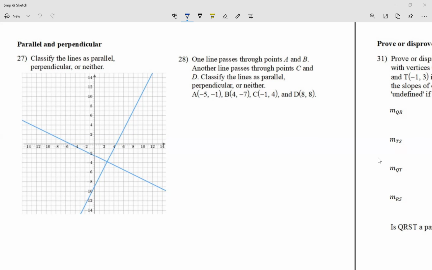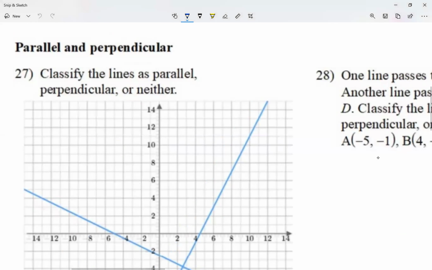Now, parallel, the difference between these two, there's three cases. Parallel are two lines that never intersect. And in order for them to never intersect, they have the same slope. Okay, so the slope is the same on both lines.